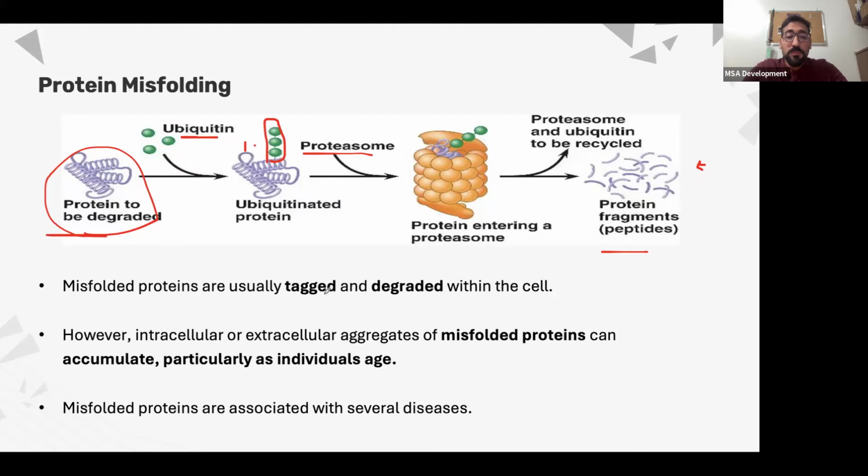Okay, so misfolded proteins will be tagged and degraded. They are saying here that as we age, proteins will start to get misfolded more, and this system cannot keep up with this increase in misfolding of the protein. So that's why we have a lot of misfolded proteins that build up with aging.